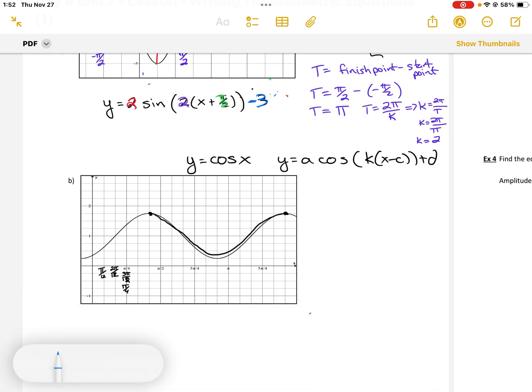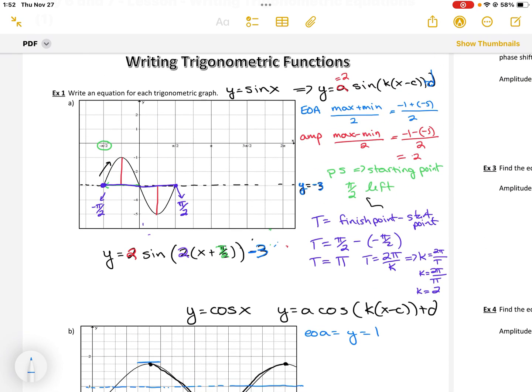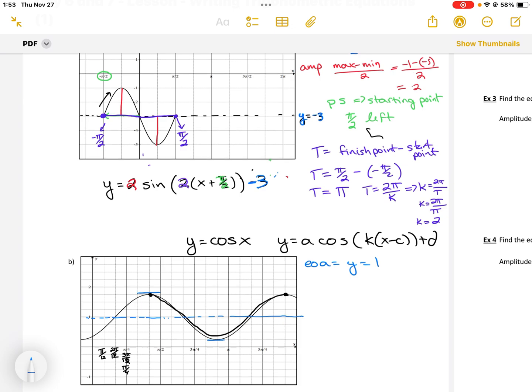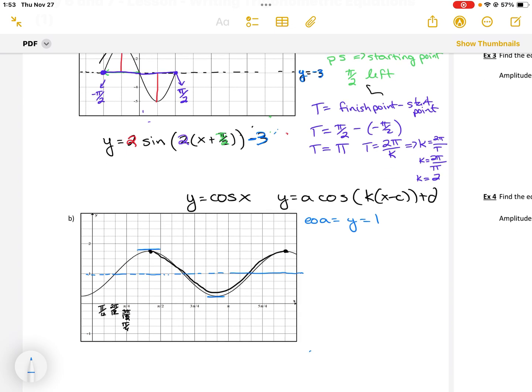So the first thing that I'm going to find is my equation of the axis. I can see that my maximum is here and my minimum is here. We are dealing with some fractions. So visually, I can see that the middle point is right through here. I know that because I've got 3 squares to get down to the minimum and 3 to get up to the maximum. So my equation of the axis is at y equals 1. You can also find it by adding the maximum and the minimum and dividing by 2.